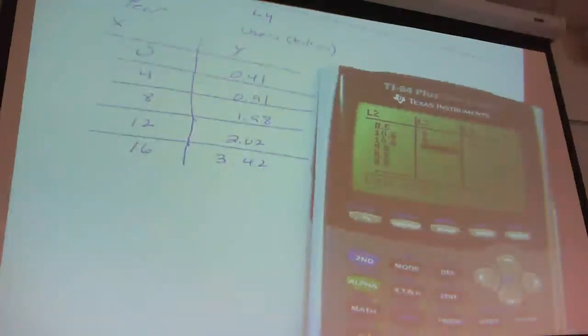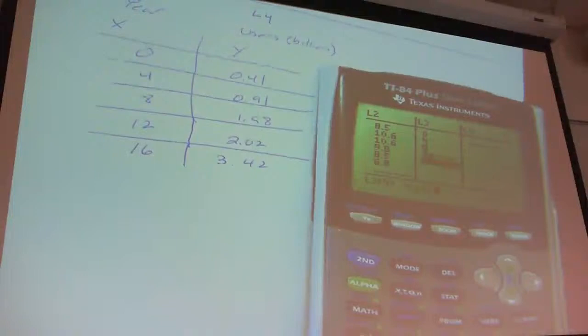So 0, 4, 8, 12, 16, and 0.41, 0.91, 1.58, 2.02, 3.42. Okay? And be careful. If one number is wrong, the whole thing's wrong.